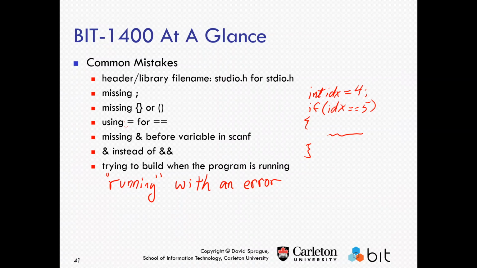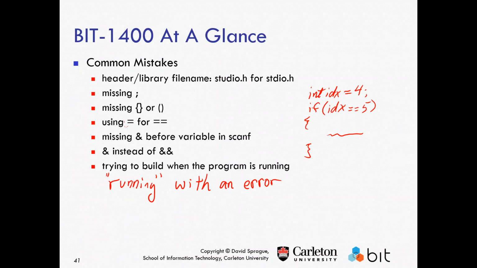If you're missing the ampersand before scanf, we're not going to have to do that for very much longer. What does that ampersand do? If anyone remembers 1400. That ampersand makes it a pointer to the variable rather than the actual value of the variable. And so when we look at scanf in a couple more examples, that's a very common mistake that people make all the time.